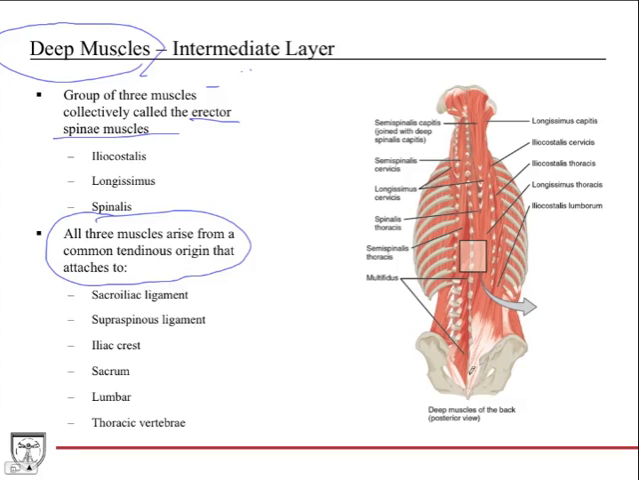So it's down here. A lot of it's down here in the pelvis. So the sacroiliac ligament, supraspinous ligament, iliac crest, which is this bony prominence here of the pelvis, the sacrum, which is this bone down in here, and then the lumbar and thoracic vertebrae.